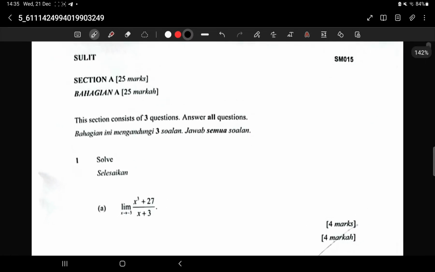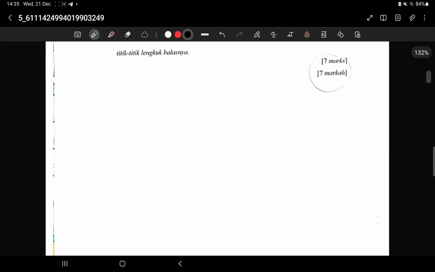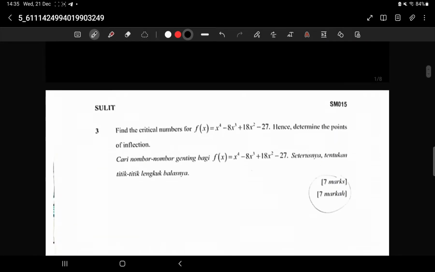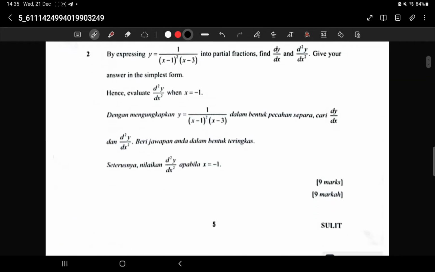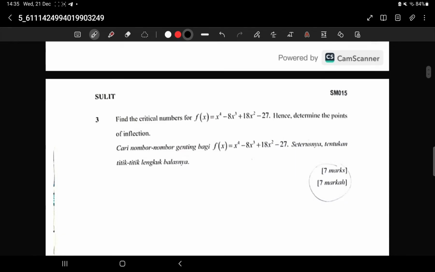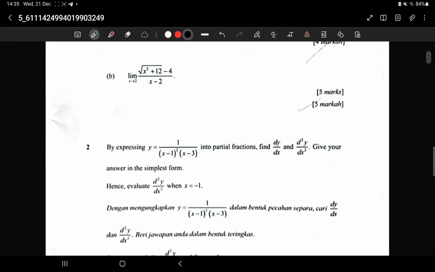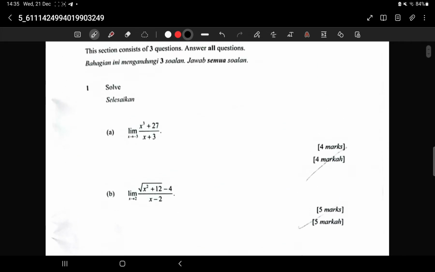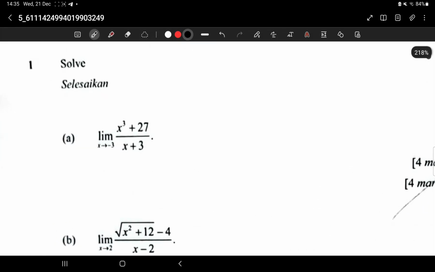So it is separated into two parts, the first part and the second part. The first part here is about limits, and then differentiation, and then applications of differentiation. I'm not sure, but hopefully my device will not lag out.